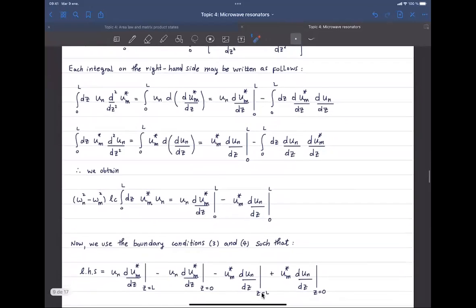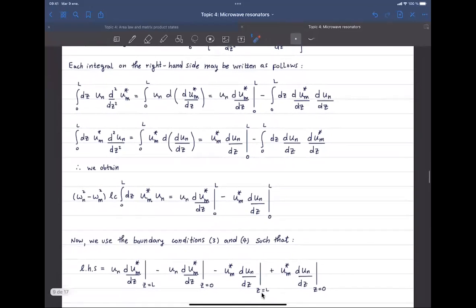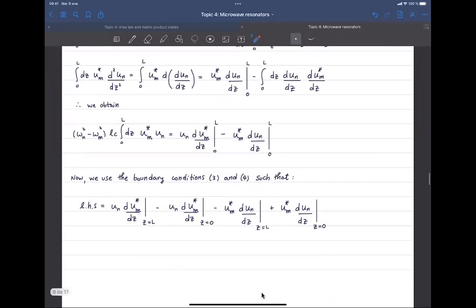The way to proceed from here is, this left hand side you leave untouched, but then you start evaluating this. So you see this term is evaluated between L and 0. So here and here, the same here, boom, boom. But then here, what we recognize is that you may use the boundary conditions 3 and 4 that we obtained.